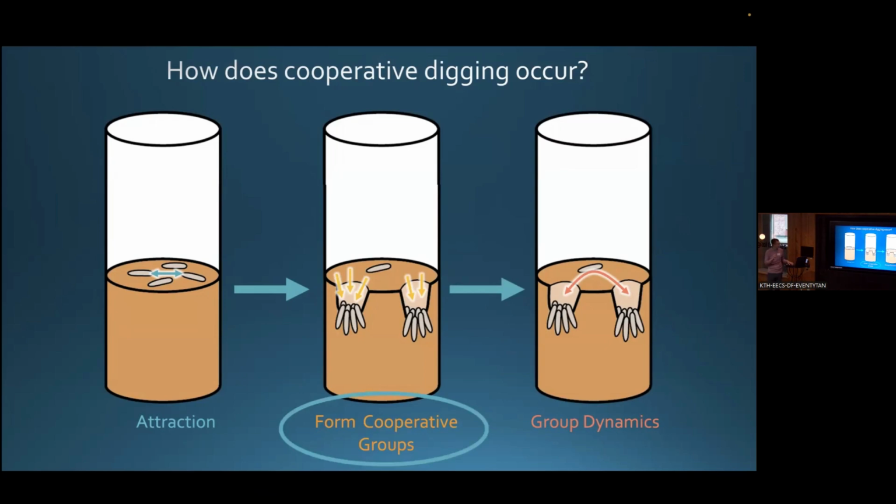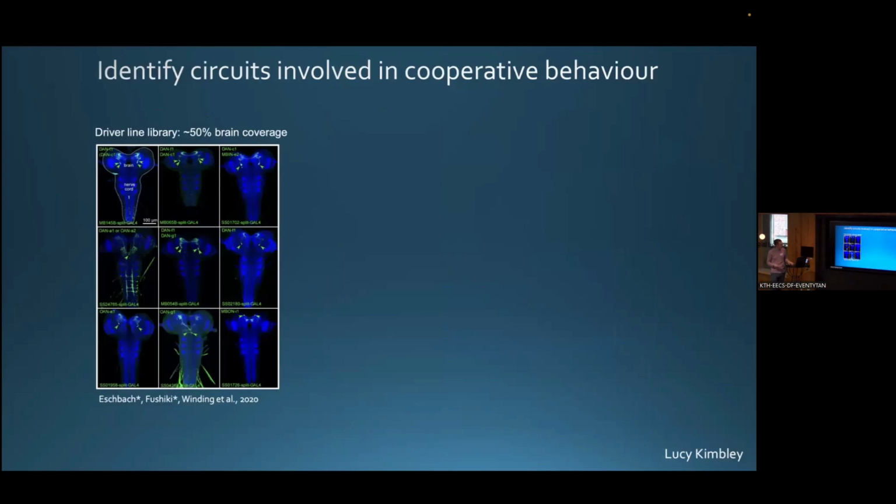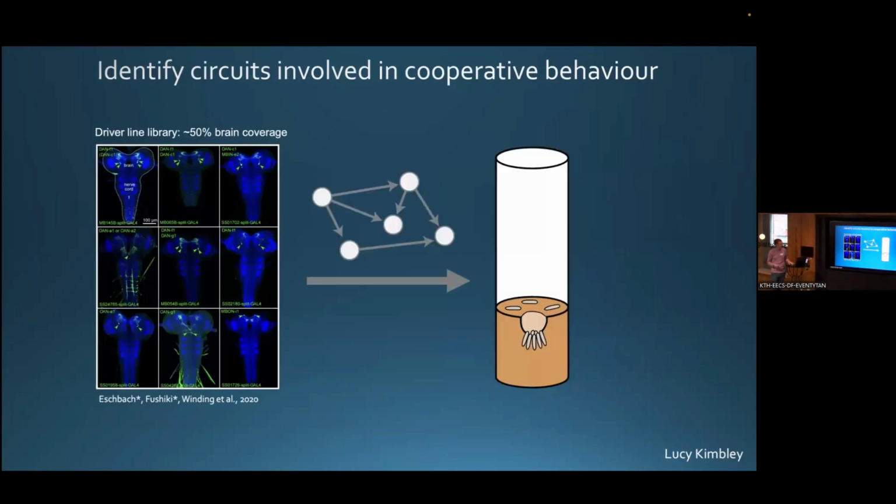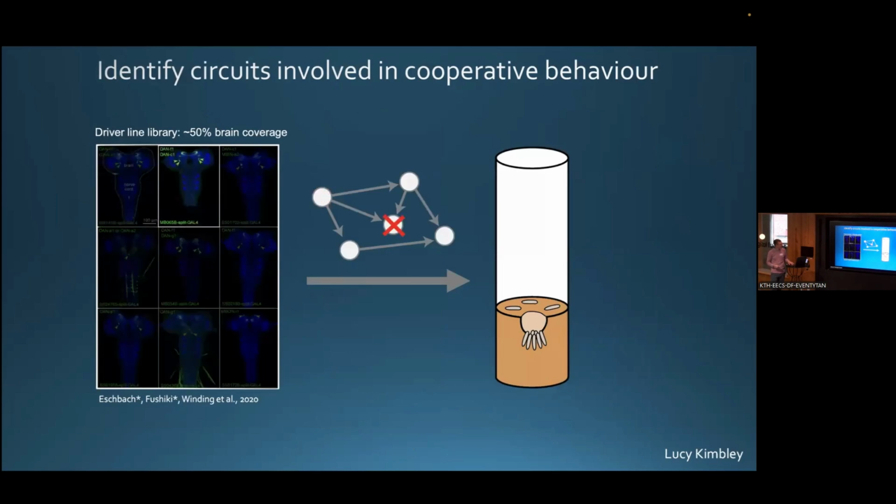So this is kind of our strategy of figuring out which bits of the connectome are important for this behavior. What we do is we take our driver line library, we have it linked to the connectome, and we inactivate neurons one by one, and then see which of these neurons has an effect on these digging groups. And any one that affects a digging group must be important for the behavior, is the thought.